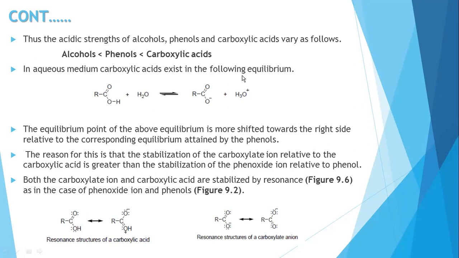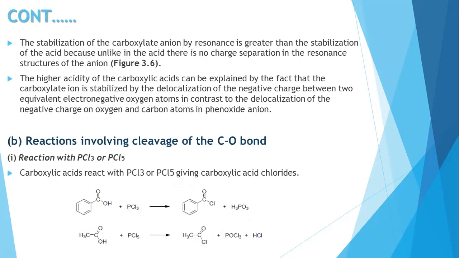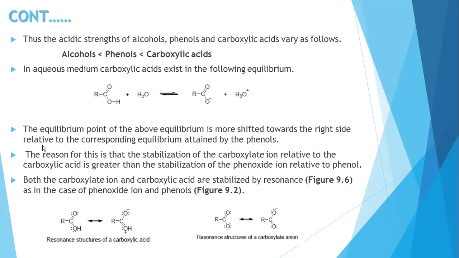This is how the carboxylate ion is able to show the stabilization. Therefore, there is no charge separation. This is what we are talking about here. Here a charge separation is there, and here there is no charge separation. Therefore, the stability of the carboxylate ion is higher than the resonance structure of the carboxylic acid. So this is the reason the acidity strength of the carboxylic acid is high.